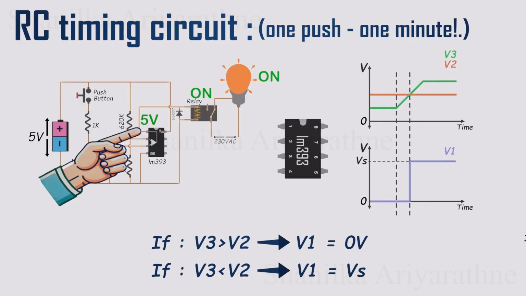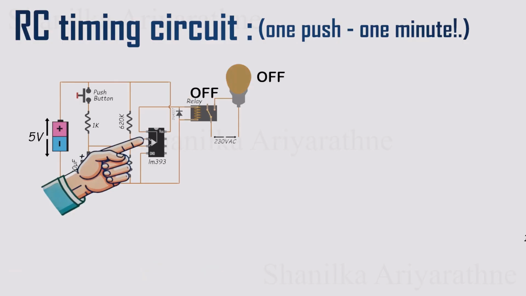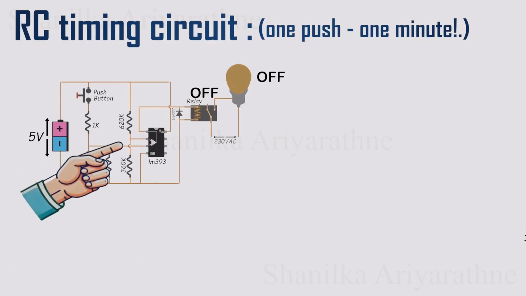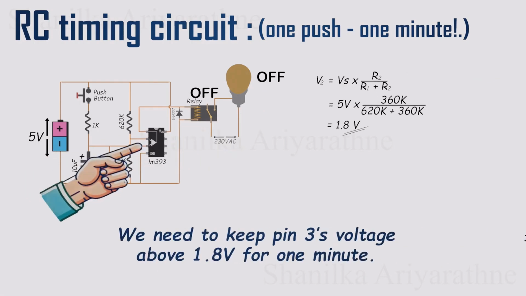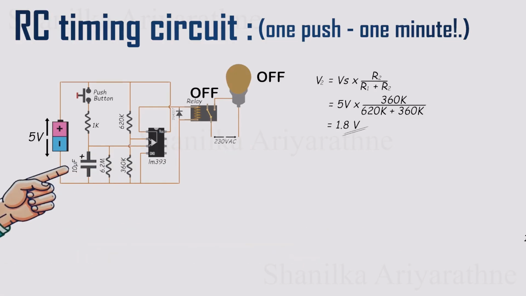First, let's look at the voltage at pin 2. Pin 2 is connected to a voltage divider, so its voltage is fixed at 1.8 volts. That means we need to keep pin 3's voltage above 1.8 volts for 1 minute. How can we do that? Now, pay attention to the capacitor.